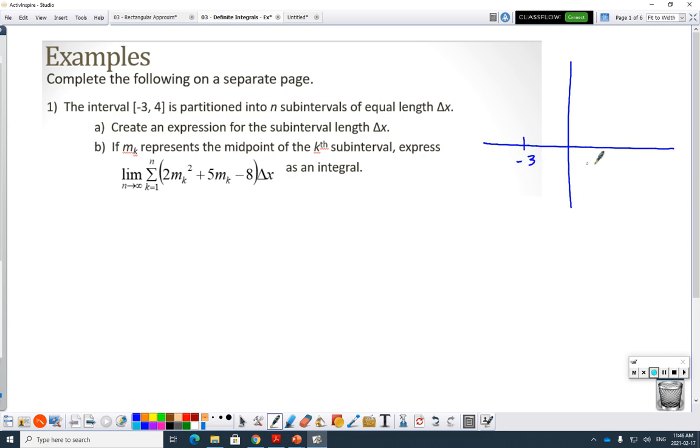They want to go from -3 over to 4. Whatever this curve is, and I don't know what it is, that's where I want to find the area.